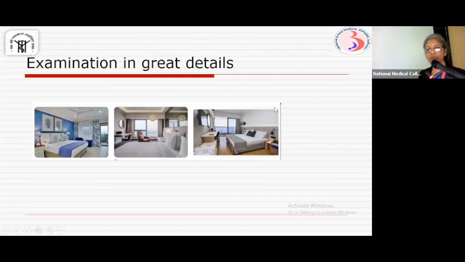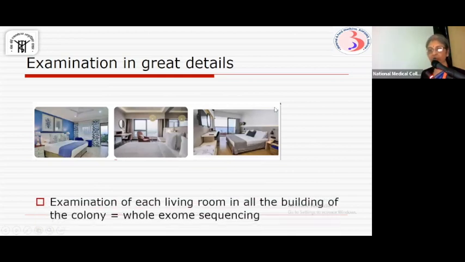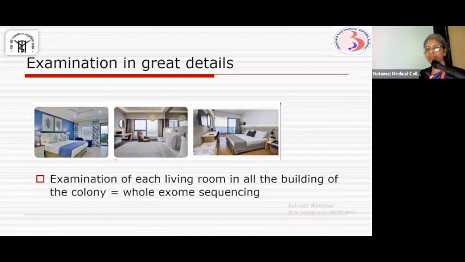So looking into the room is equivalent to examining all meaningful genes, the exome of all these genes, which is what is called whole exome sequencing. Exactly, this is the way I explain it to our patients to make them understand why we say that these tests will be in steps.